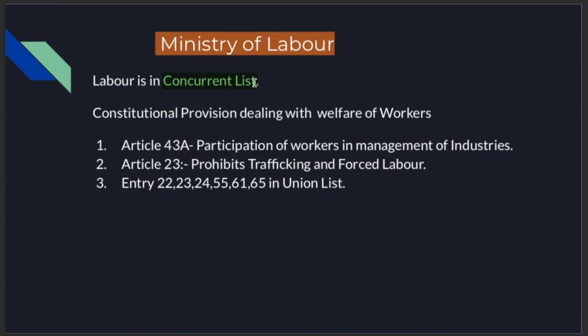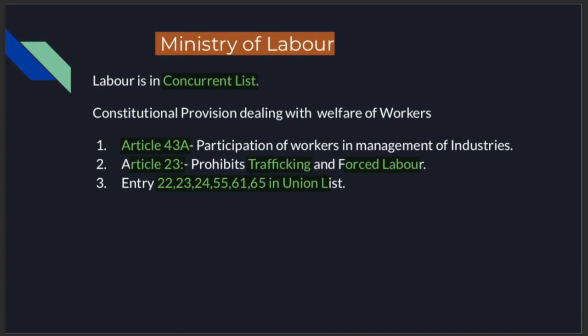Now, what are the constitutional provisions dealing with the welfare of workers? In the DPSP, there is Article 43A, which deals with the participation of workers in the management of industries. The second is Article 23, in the Fundamental Rights, Part 3 of the Indian Constitution, which prohibits trafficking and forced labour. And the last is the different entries in the Union List, that is entries 22, 23, 24, 55, 61 and 65. These are the entries in the Union List that deal with matters related to labour management.